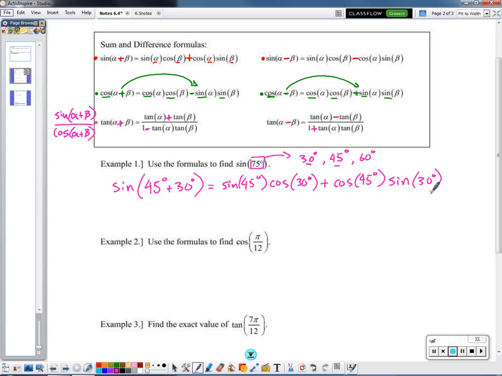And again, once I have those broken down, then I can go ahead and find their function values. So sine of 45, I know that's root 2 over 2. Cosine is root 3 over 2 at 30 degrees. Plus cosine of 45, that's root 2 over 2, times the sine of 30 degrees, which is 1/2. And from there, just simplifying, I'm going to multiply here and get the square root of 6 over 4, plus square root of 2 over 4. So really I can combine those and get the square root of 6 plus the square root of 2, all over 4.